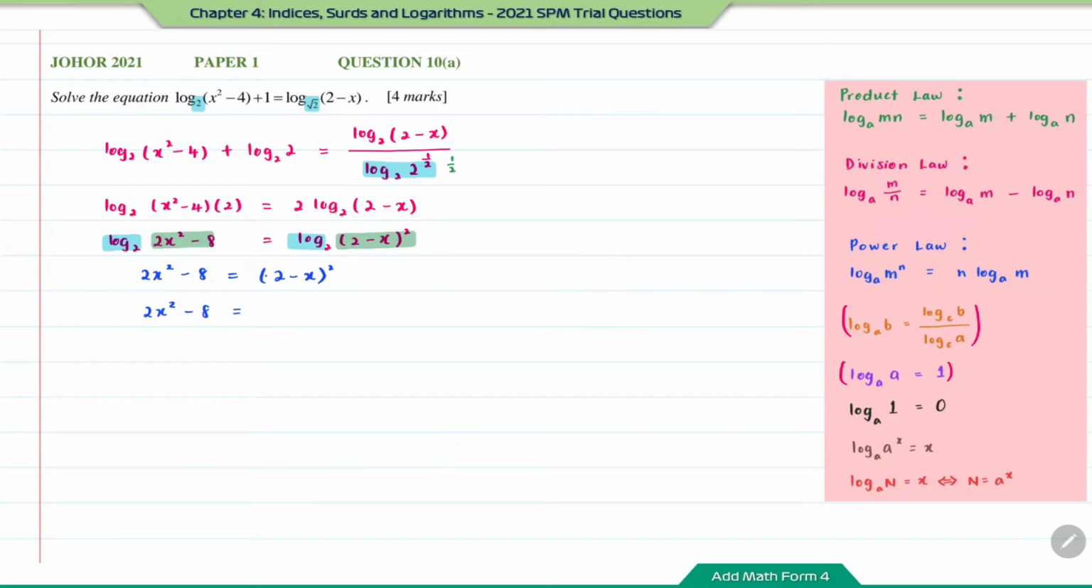So on the right hand side, you can expand this, then you're going to get 4 minus 4x plus x squared. Now this has already become a quadratic equation. So to solve this, I need to write this in general form. So I'm going to move everything to the left hand side. So 2x squared minus this x squared, then you're going to get x squared. Then here will become plus 4x, negative 8 minus the 4, then you're going to get negative 12 equal to 0.